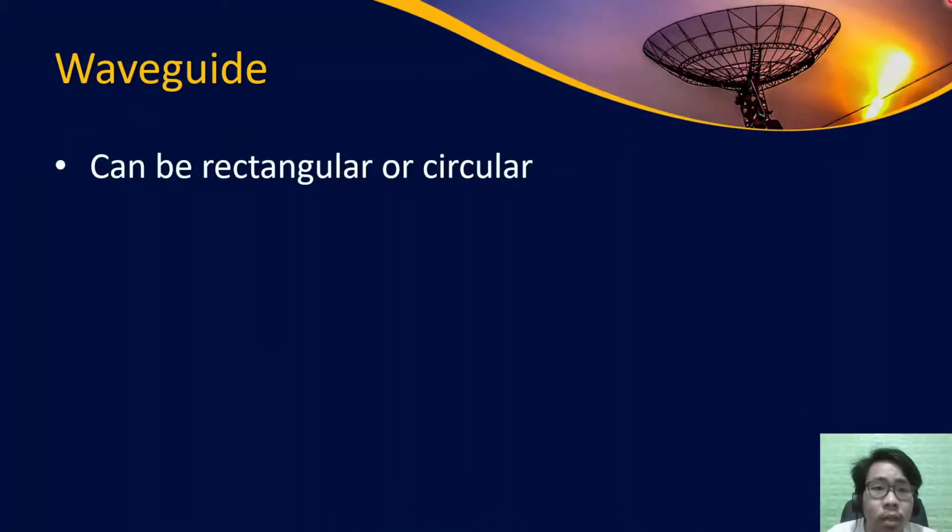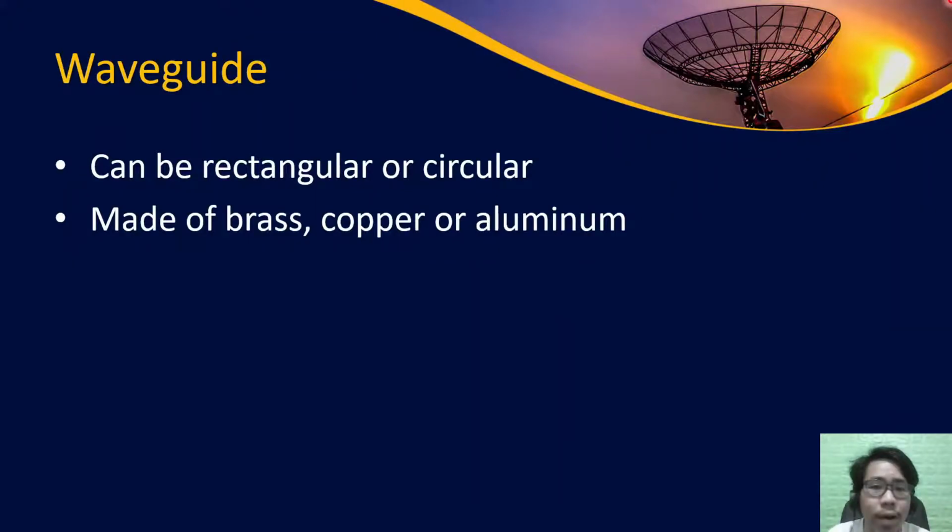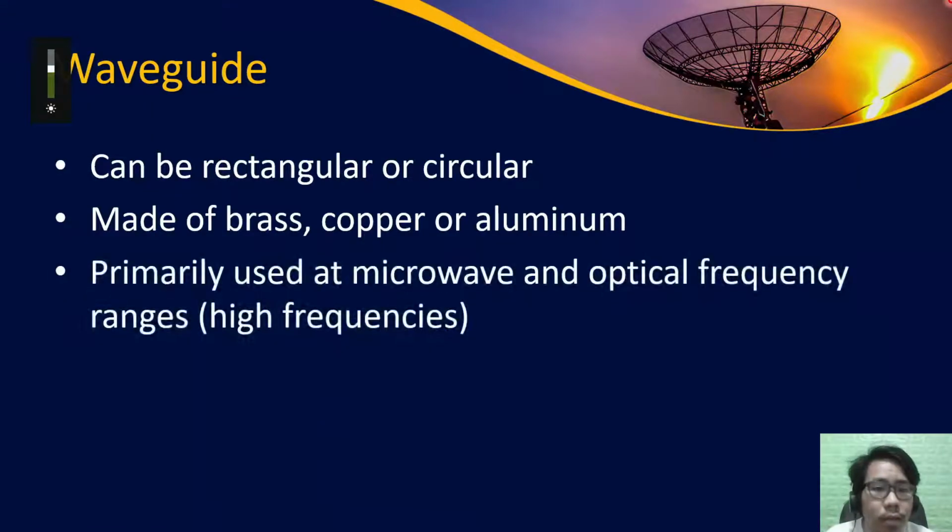So waveguides can be rectangular or circular in shape. It is made of brass, copper, or aluminum. And it is primarily used at microwave and optical frequency ranges. So these are high frequencies.